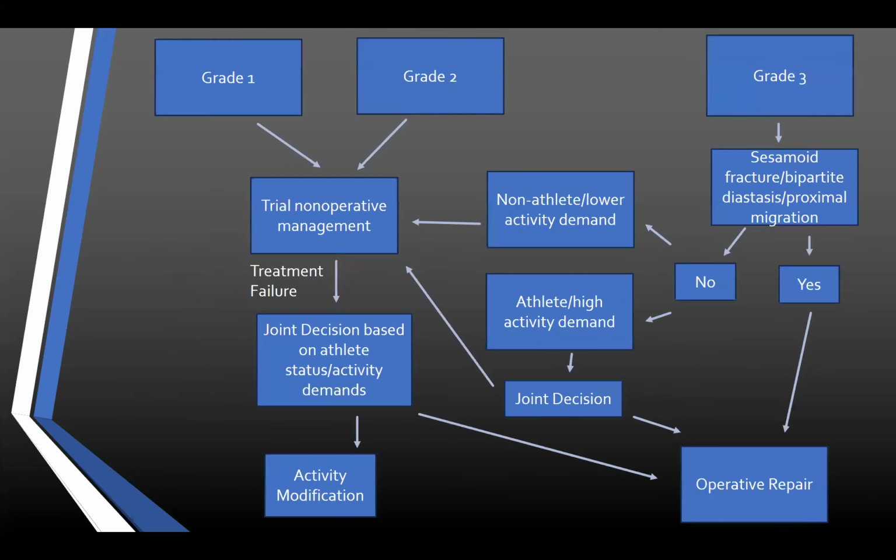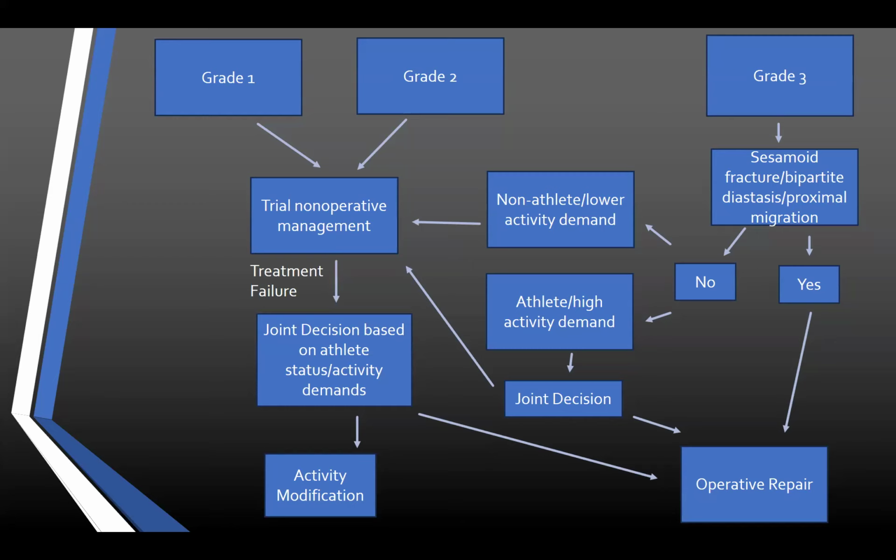So to wrap up, I tried to make a little bit of a flow sheet in my head of how to manage these injuries. For your low grades, grades 1 and 2, generally go straight to conservative management. Usually most of them will get better. If there is treatment failure, you have a joint discussion with them based on what they want out of their life and their activities, and whether or not they're an athlete. From there, you can make the decision whether to continue activity modification and treatment, or go more towards operative repair.